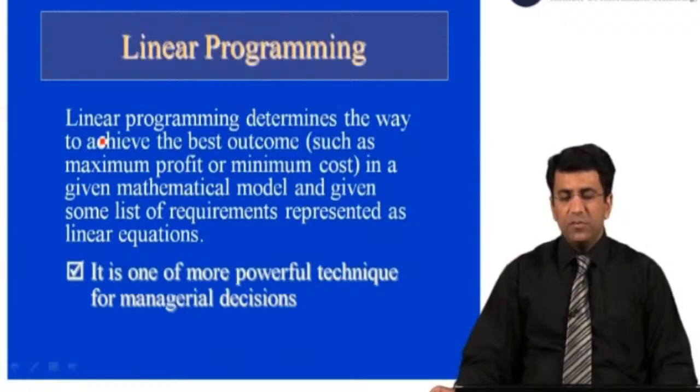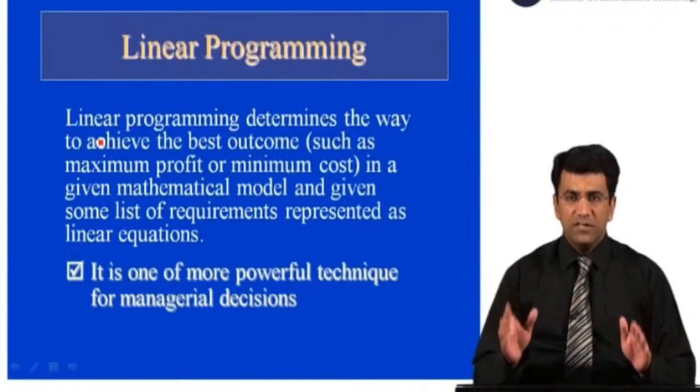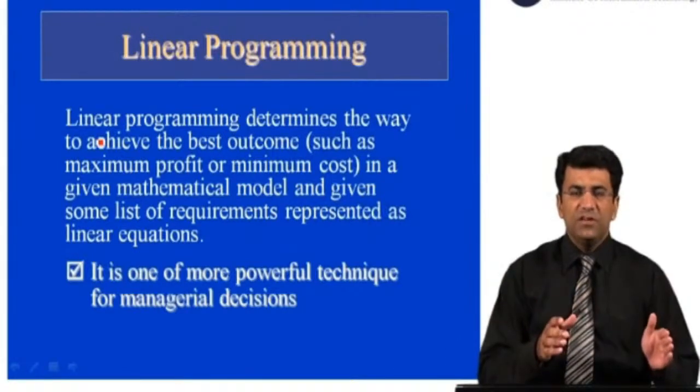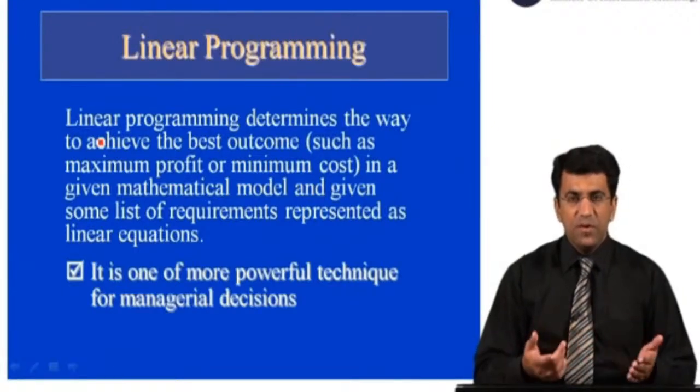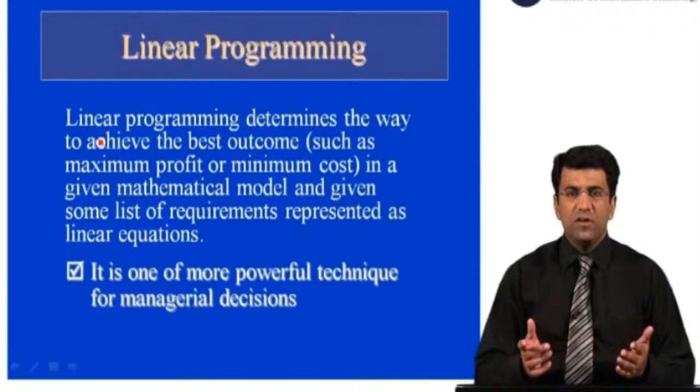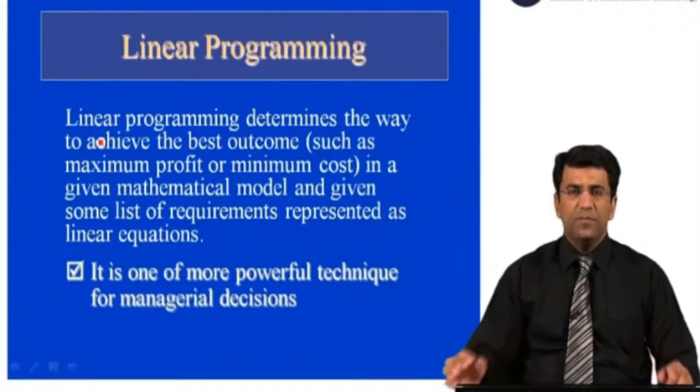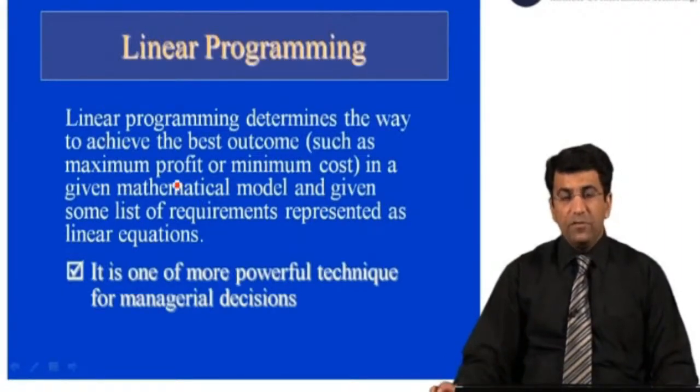Then another definition: linear programming determines the way to achieve the best outcomes, such as maximizing profit or minimizing cost, in a given mathematical model and given some list of requirements represented as linear equations. So again, we have just discussed that there will be certain objectives and certain constraints. We try to achieve the objectives within the certain constraints through linear programming. So this is the purpose of linear programming problems. And of course, it is the most powerful technique for managerial decisions.